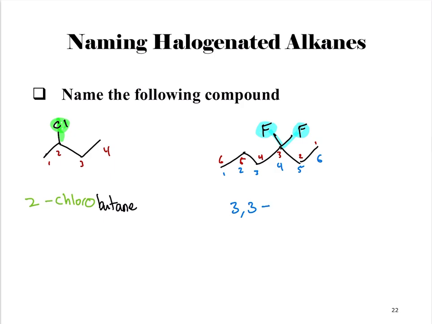So 3, 3, and then what do we write? Dash, because whenever we separate numbers and letters, there's always a dash there. So it's dash, difluoro, right? Because we need the prefix for fluoro because there are 2 fluorine atoms on the molecule total. So it'll be difluoro. And then what's the name of the parent chain? Hexane, right? Because there are 6 carbons, so that's hex, and then ane because there are only single bonds. So 3,3-difluorohexane.